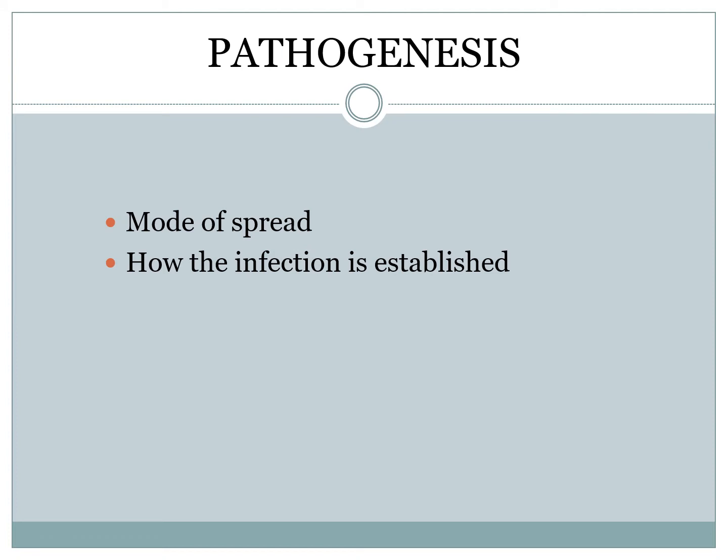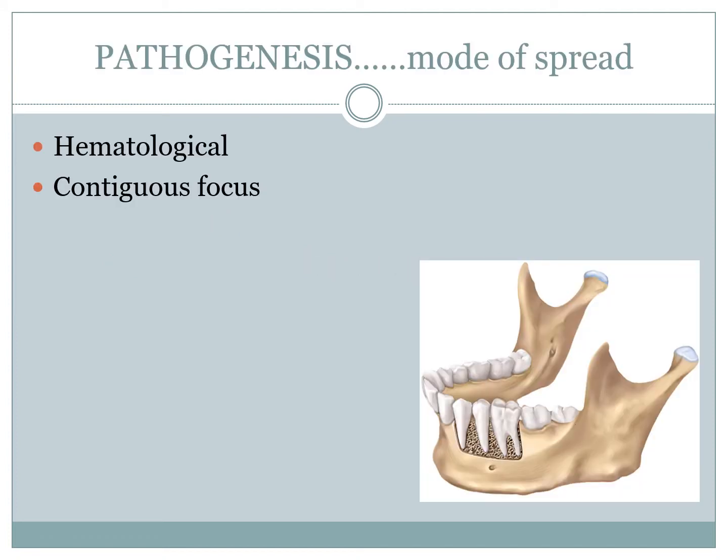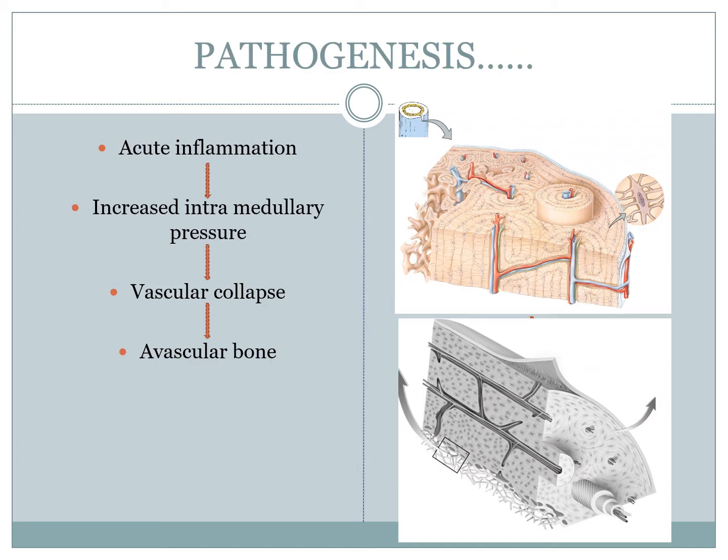The pathogenesis covers the mode of spread and how the infection will be established. Mainly the hematogenous route and the continuous focus. So the pathogenesis is: first the infection starts as acute inflammation in the bone marrow. The inflammation starts, and that leads to increased intramedullary pressure. What will happen? There will be vascular compromise in the bone marrow, and then vascular collapse will happen.